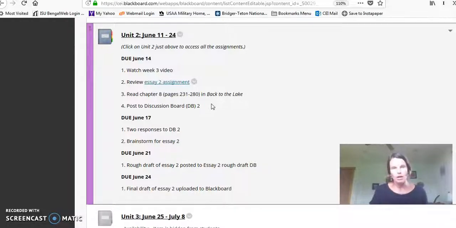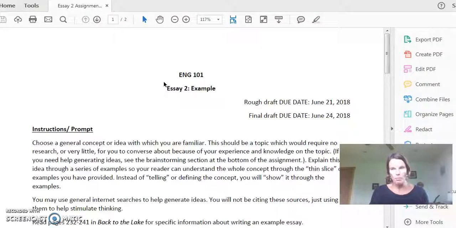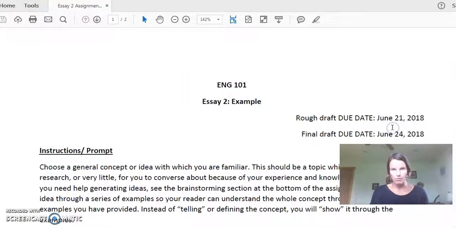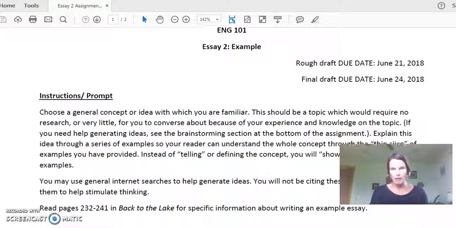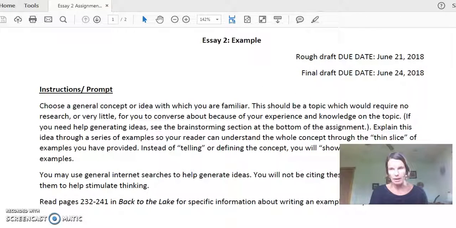So real quick, let's go ahead and click on Essay 2 assignment and open that up, and I just want to review a few components with you here. You'll see the rough draft due June 21st. You'll post that to the discussion board forum, and I'll provide responses. Final draft due date is June 24th.